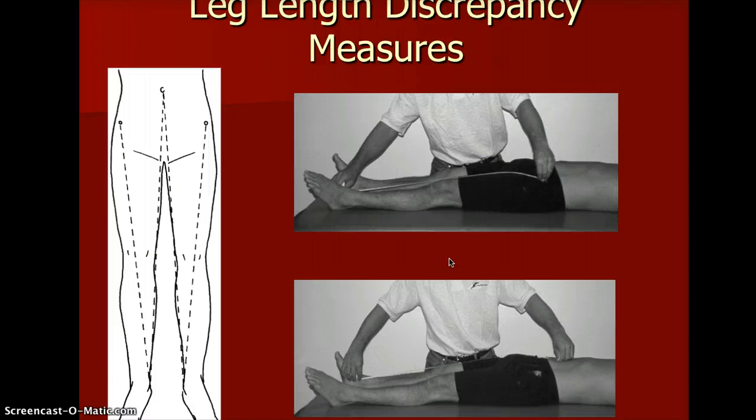One you can fix by doing muscle energy and realigning the hips. The other, it's just genetic, and the only way to really fix it is by putting a heel lift or doing something with their shoe.